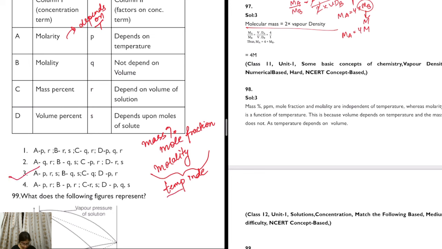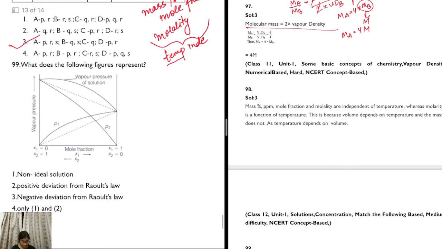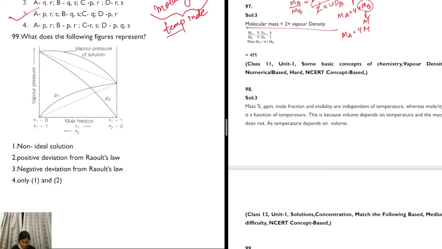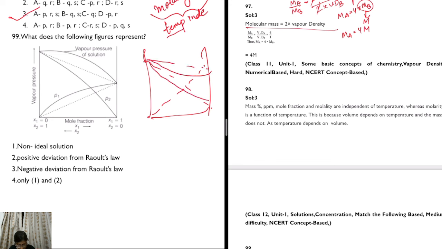Now let's see the next question. What do the following figures represent? For an ideal solution, it is not the case. For a non-ideal solution, it would be this. And this would be negative deviation, and this would be positive deviation from Raoult's law. So it is a non-ideal solution, and this is negative deviation. So this would be the answer.